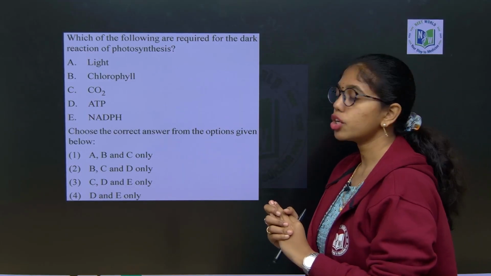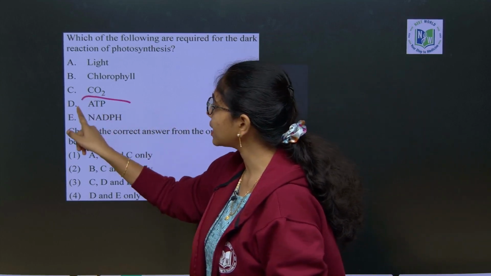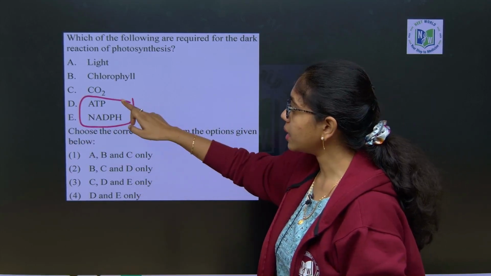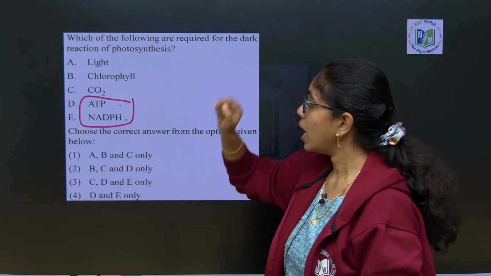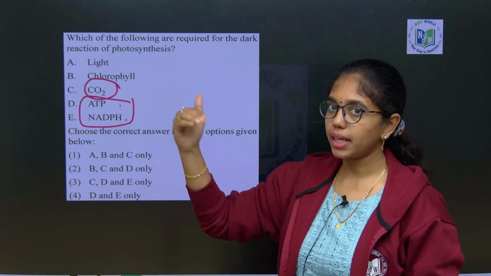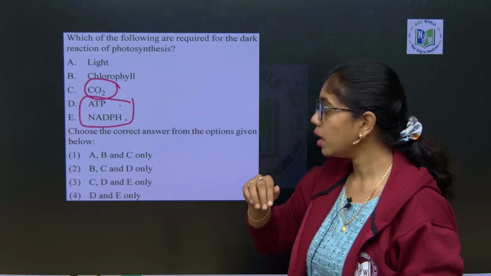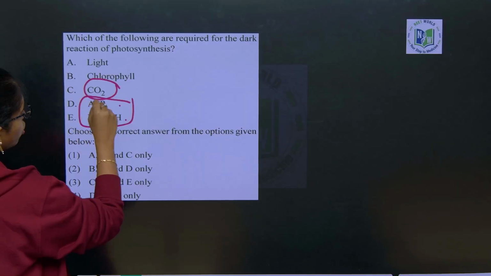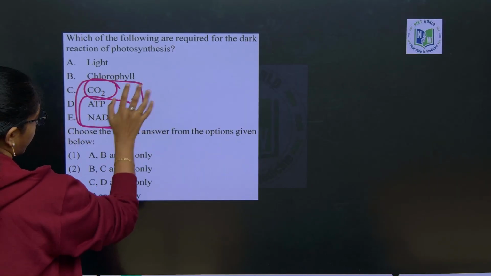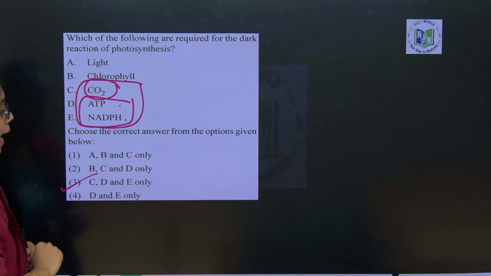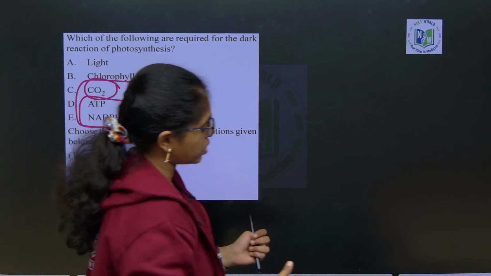For dark reaction of photosynthesis, of course, we need the assimilatory power, which is the product of light reaction, that is ATP and NADPH. And of course, we need carbon dioxide for fixation, that is coming from the stomata in the gaseous exchange. So here for dark reaction to be conducted, we need carbon dioxide, ATP and NADPH, that is C, D and E. Clear?